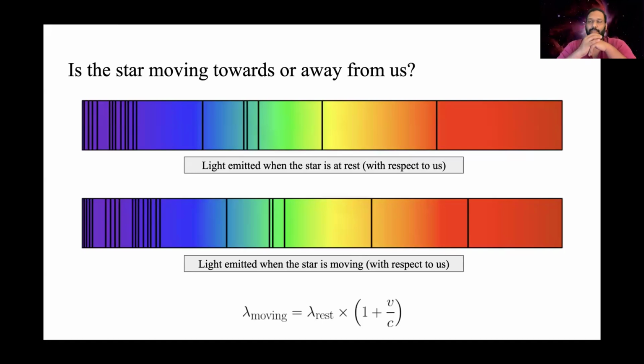And we also see sometimes certain features in the star, and these features are related to the elements present in the star. And they often come out as small dark bands. So here's a little caricature of what it might look like.